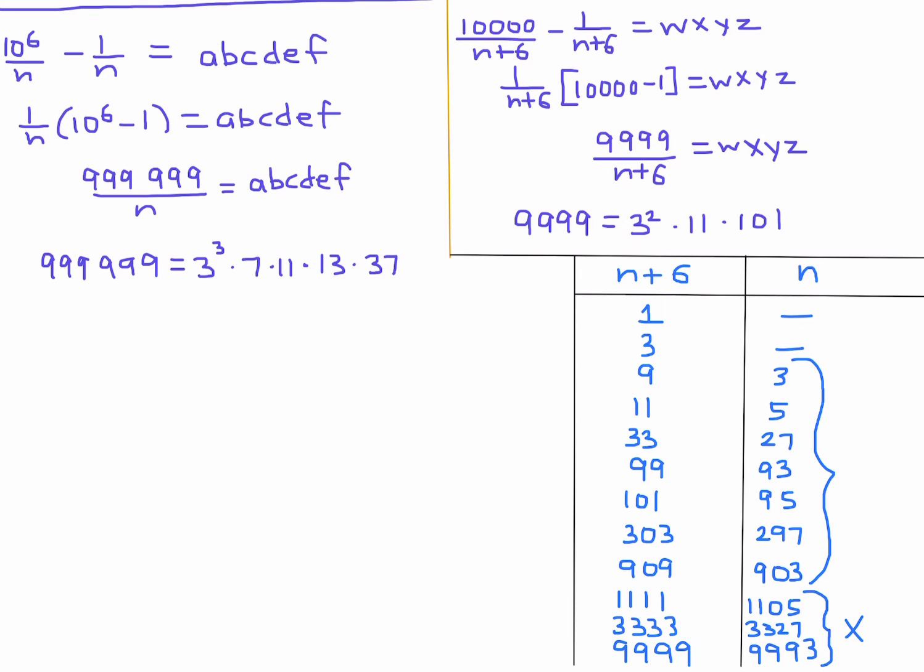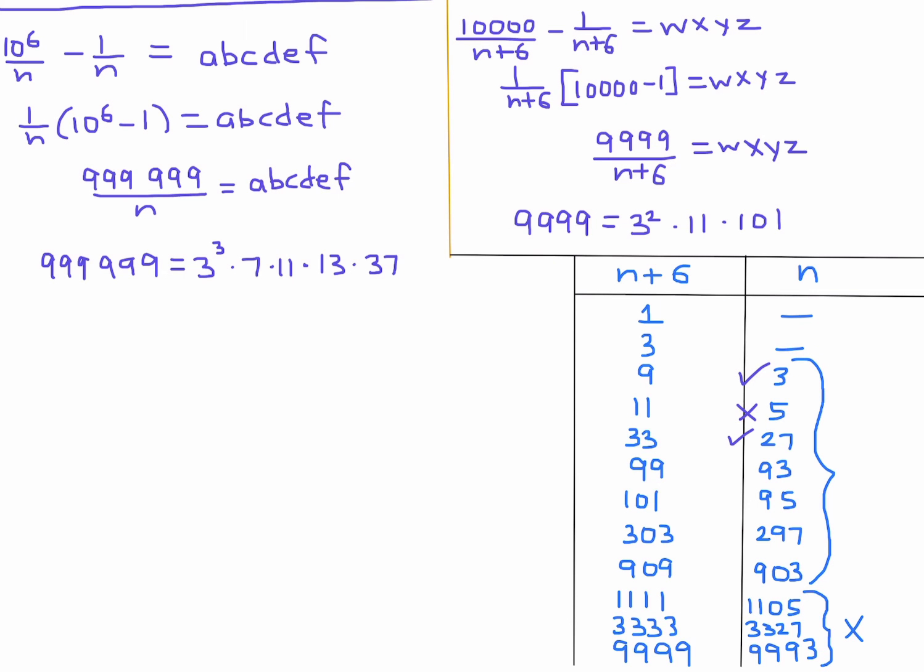Is 3 possible? The answer is yes, because there's a 3. 5, no, because there's no 5 here. So 5 cannot work. Put a little x there. 27, I believe so, yes, because it'll be 3 cubed.